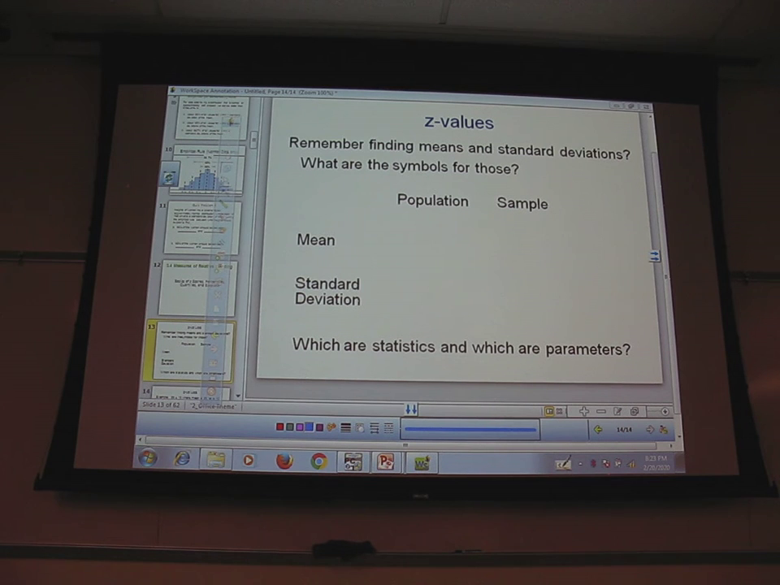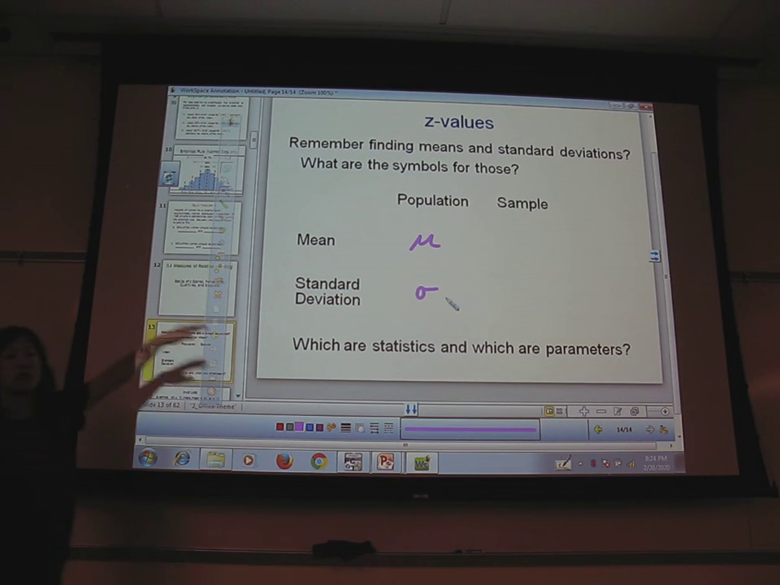All right, so what's the symbol for the population mean? Mu. Just like the Pokemon. Mu. What about the population standard deviation? Sigma. It's the circle with the tail. Yeah, the O with the tail. All right, remember, the population ones are always going to be Greek letters.